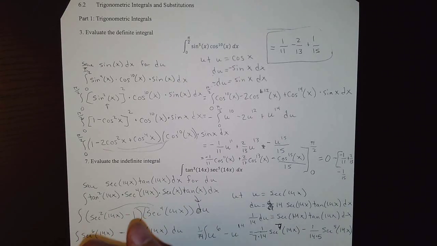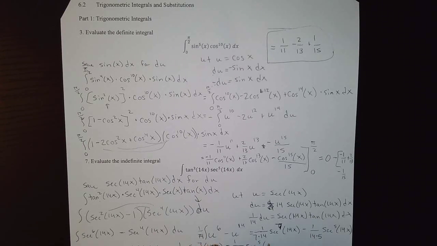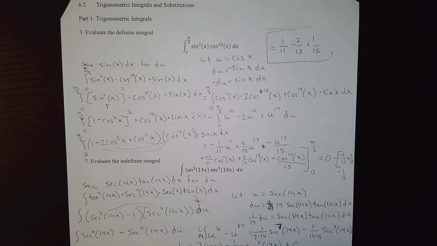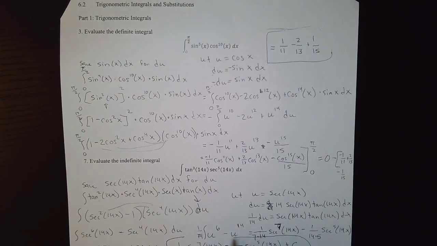When I rewrite this neater, I have 1 over 7 times 2, and then we multiply another group of 7. So 49 times 2 is 98. So I have 1 over 98 secant to the 7th power of 14x minus 1 over 70 secant to the 5th power of 14x plus C. And so this would be our final answer.